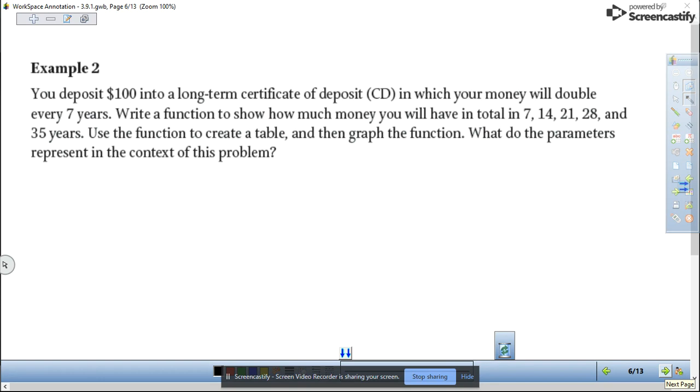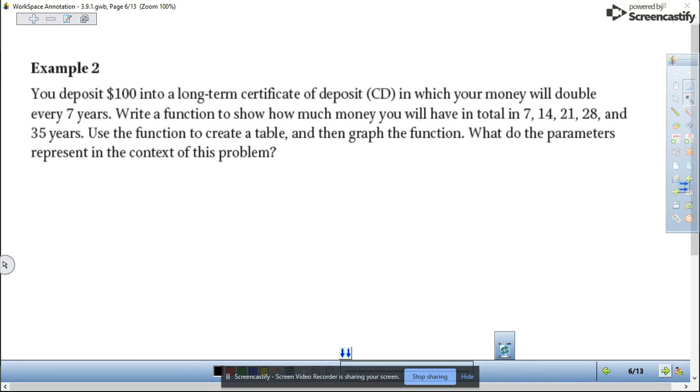You deposit $100 in a long-term certificate of deposit, a CD, in which your money will double every 7 years. Write a function to show how much money you will have in 7, 14, 21, 28, and 35 years. Use the function to create a table and then graph the function. What do the parameters represent in the context of this problem?